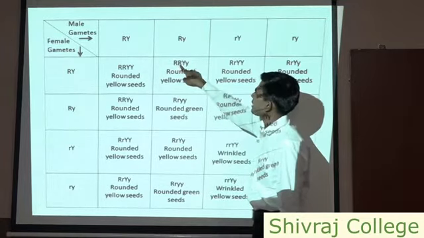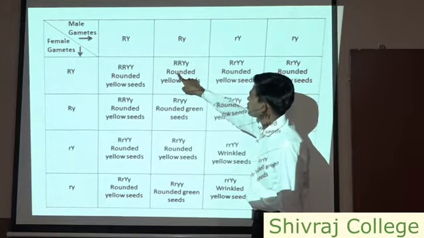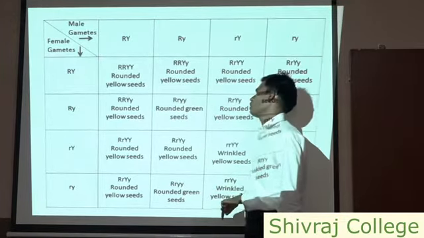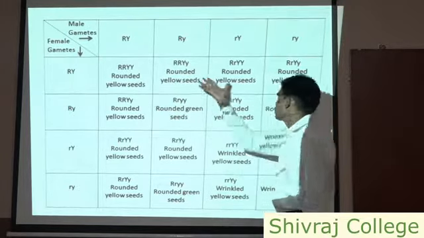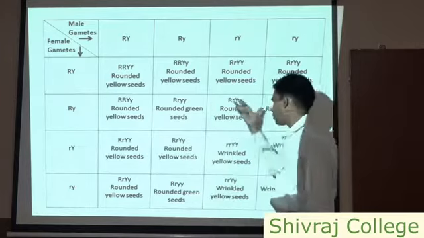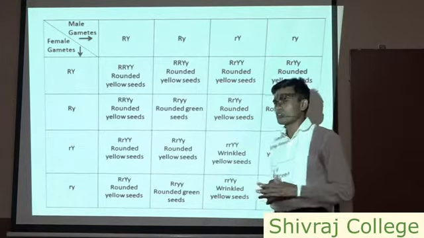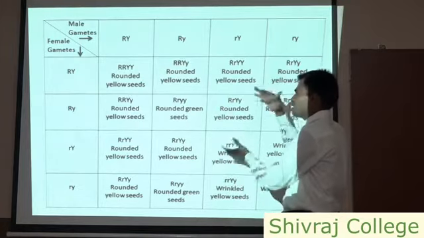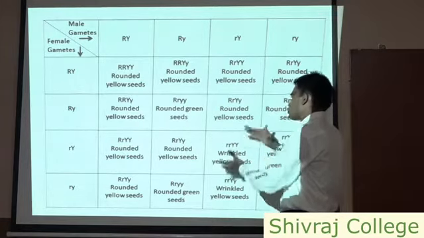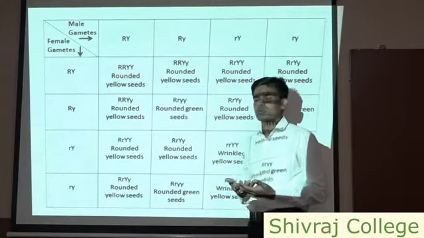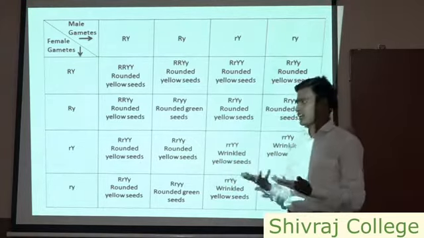Capital R is responsible for round shape, and capital Y or small y is responsible for yellow seeds. In this way, different types of genotypes form, and they form different types of phenotypes. We know these gametes subsequently fuse together and form a number of genotypes, and these genotypes are meant for the expression of characteristics, that is the phenotype.